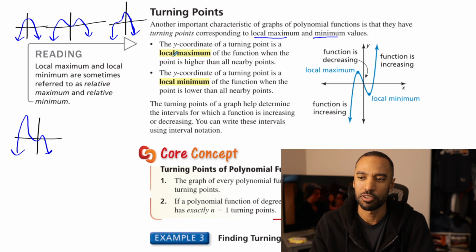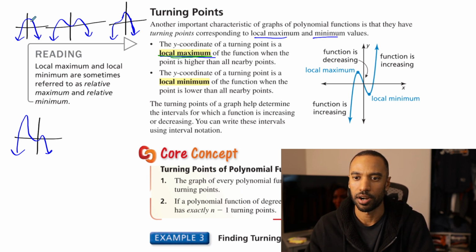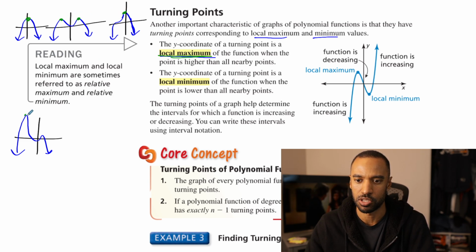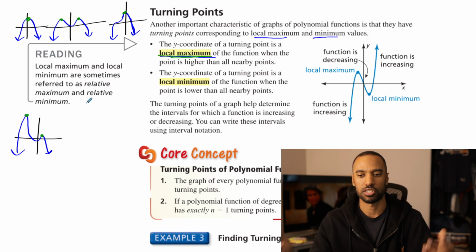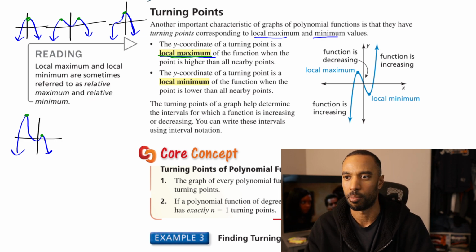The y-coordinate of a turning point is a local maximum. So in green, let me do it in green, are examples of local maximums. This is a local max. These are local maxes. This is a local max. These are local maxes right here. Anytime that it tops out, at points where it has to go from increasing to decreasing, is a local maximum.